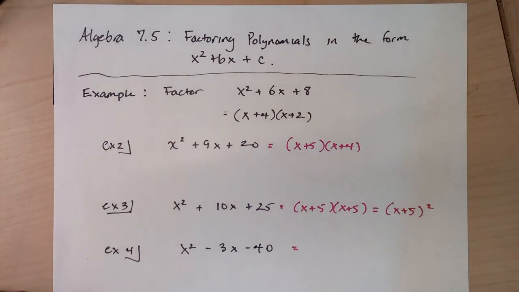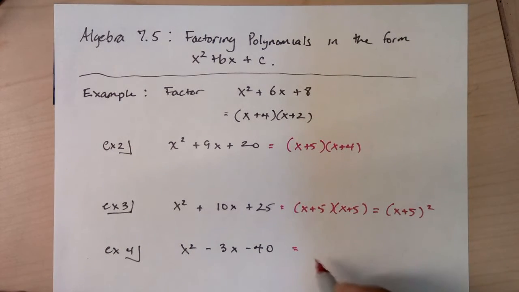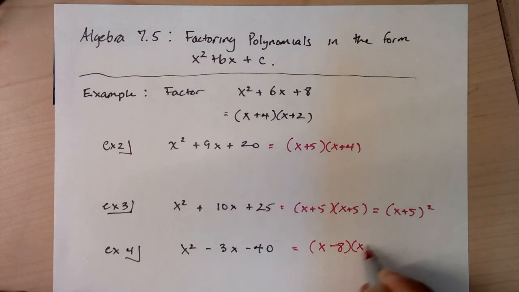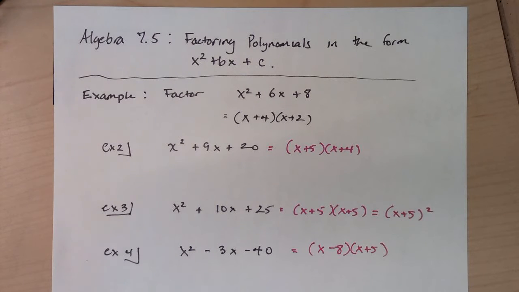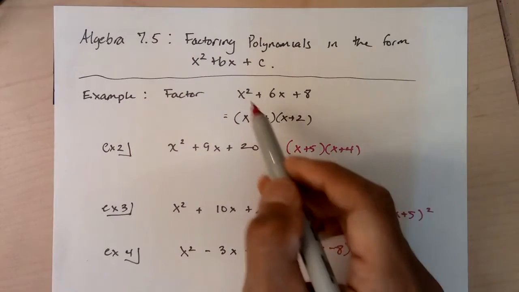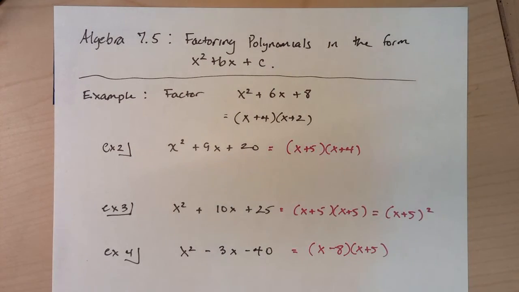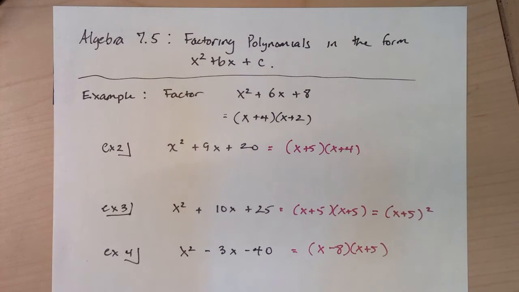On example 4, here's where the signs are very important. X squared minus 3x minus 40 would factor into x minus 8 times x plus 5, or again, x plus 5 times x minus 8. But here's what we're really looking at. For all of the examples we just went over, we're taking a quadratic trinomial where the leading coefficient is 1 and trying to factor that into the product of two binomials.